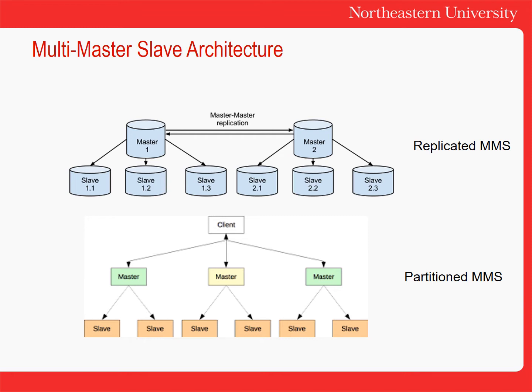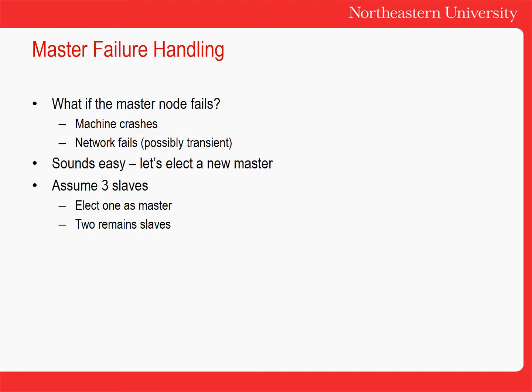So one of the core issues with master slaves is what happens if it fails? The machine crashes, or you just can't see it because maybe the network has crashed that connects you to the master. It may have crashed forever, or it may just crash for a few seconds, a transient failure. So in these cases, you can't do any writes. So if you want to do any writes, you have to elect a new master.